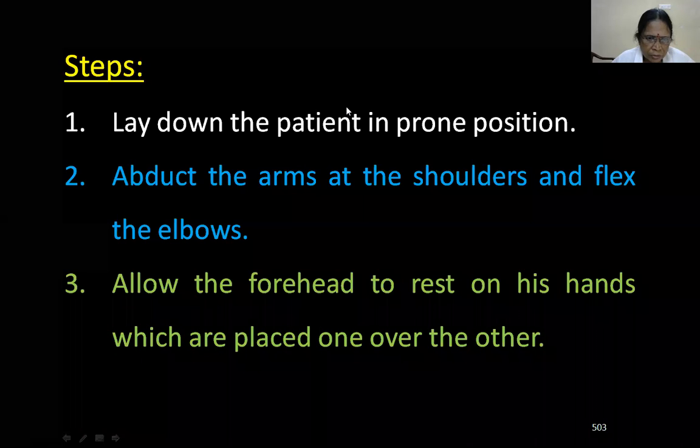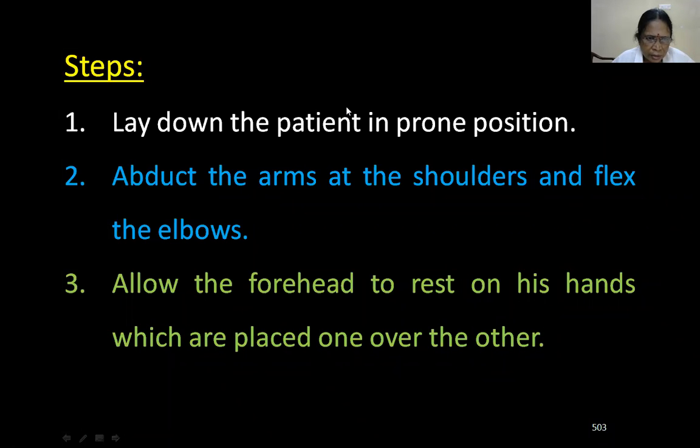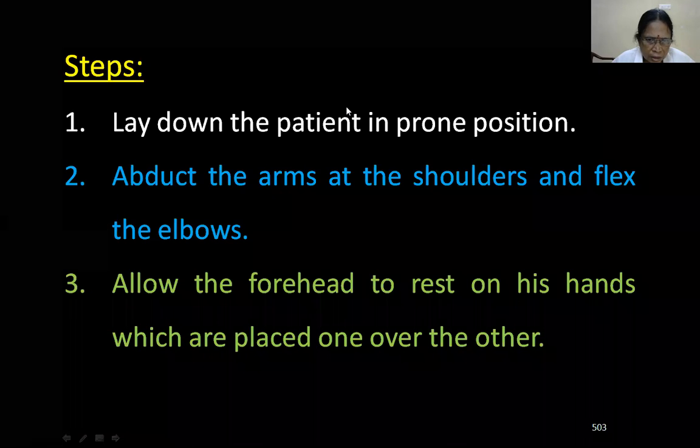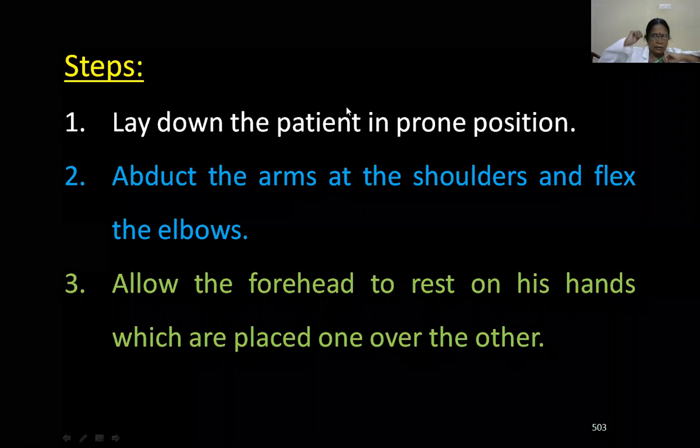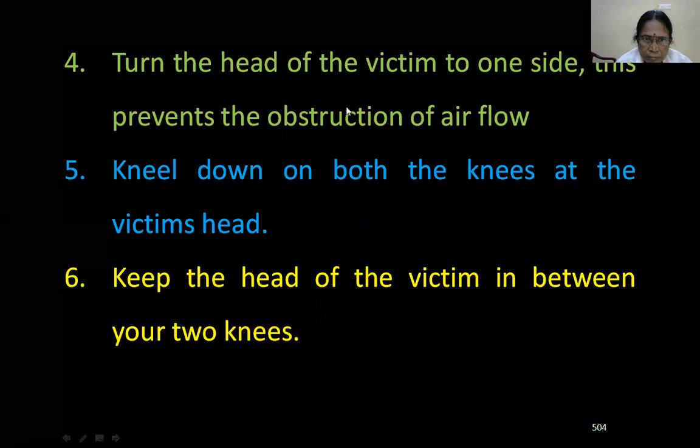Now you bring those flexed arms in front of the head, and rest the forehead on the hands, which are placed one over the other. I hope you have understood the position: prone position, head down, arms abducted and then flexed at the elbow, and the head rests on the hands. Allow the forehead to rest on his hands, one placed over the other.